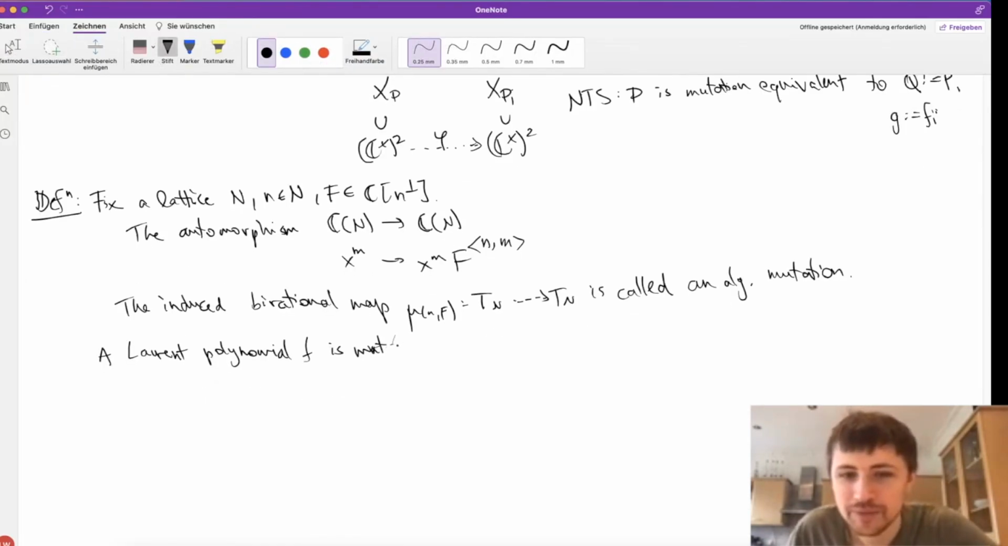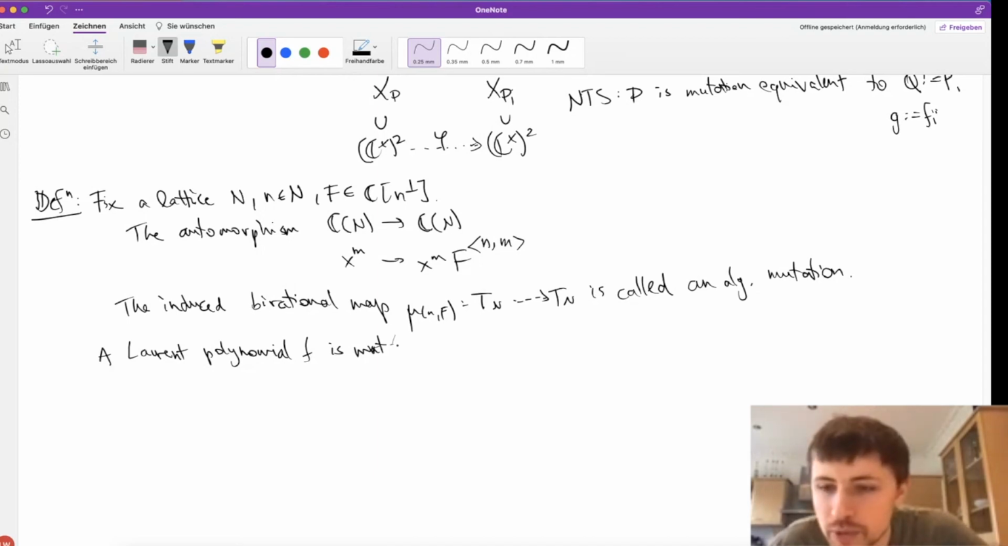Mutable with respect to u f if mu star u f of f is a Laurent polynomial again. And it might not come as a surprise that if f is mutable with respect to u and f, then the Newton polygon of f is mutable with respect to u and newt f.